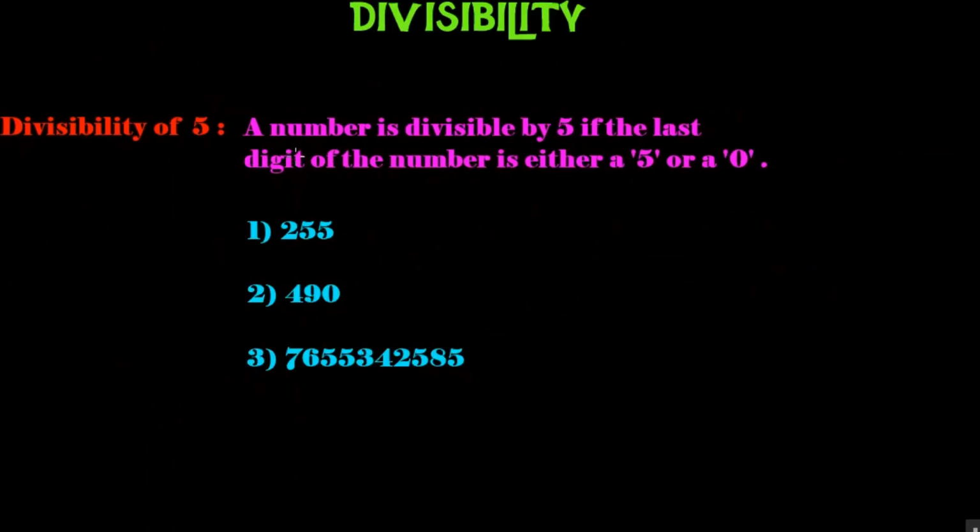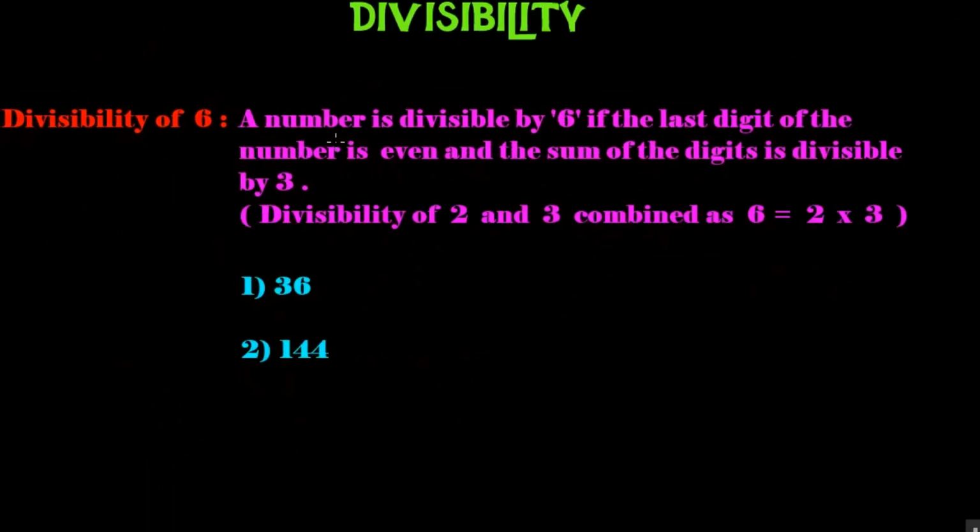Now, for divisibility of 5, a number is divisible by 5 if the last digit of the number is either a 5 or a 0. Here we can check, taking 255 as an example, that the last digit being 5, it is divisible by 5. Again here, taking 490 as an example, the last digit is 0, therefore it is divisible by 5. Taking this huge number as an example, we can check that the last digit being 5, it is also divisible by 5. Hence it's really easy to check the divisibility of 5. Now let's go and check the divisibility of 6.